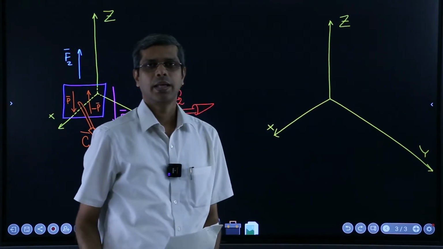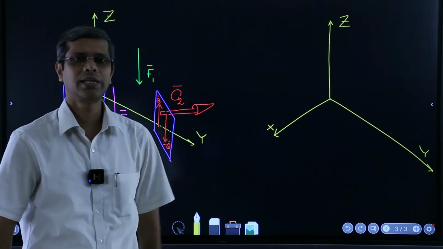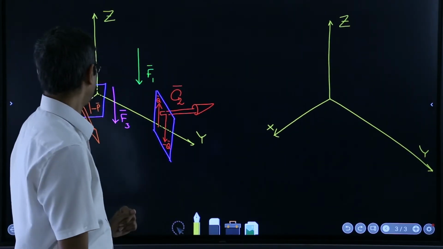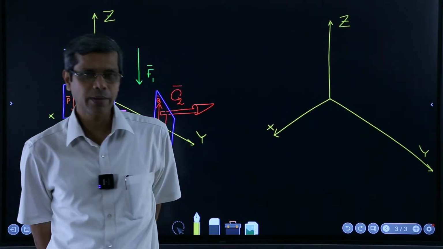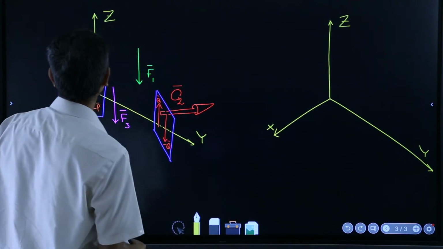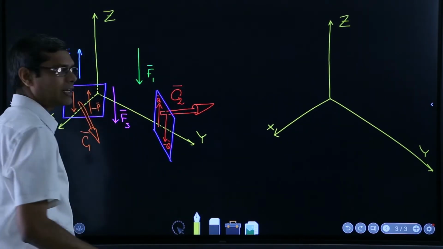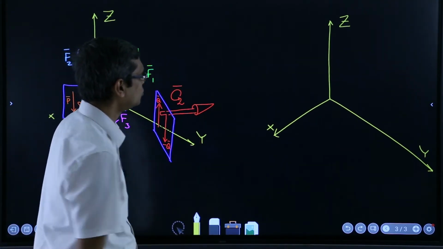Okay. Then what can I do about the force? Let's start with the forces. In the previous segment we said that we can move the forces parallelly, right? So let's do one thing. Let's move all these forces. Anyway, they are parallel to each other. I'll take all of them to the origin.